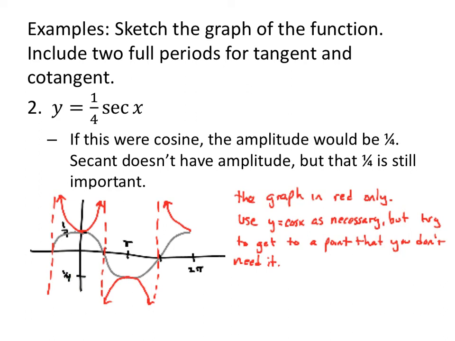The graph in red is the only one we want to consider. The graph in gray is just a model, the y equals cosine. Try to get to a point that you don't need it, but for now, it's a little easier to see.